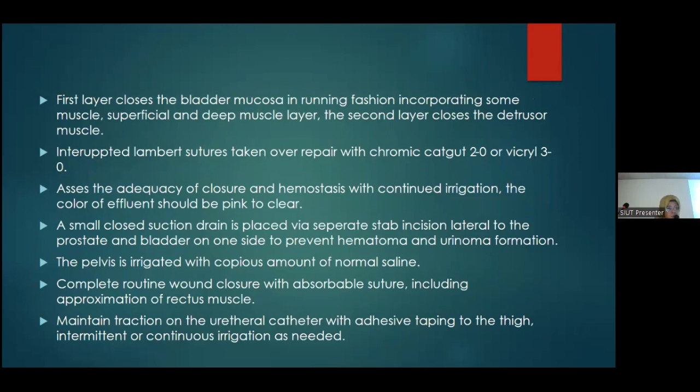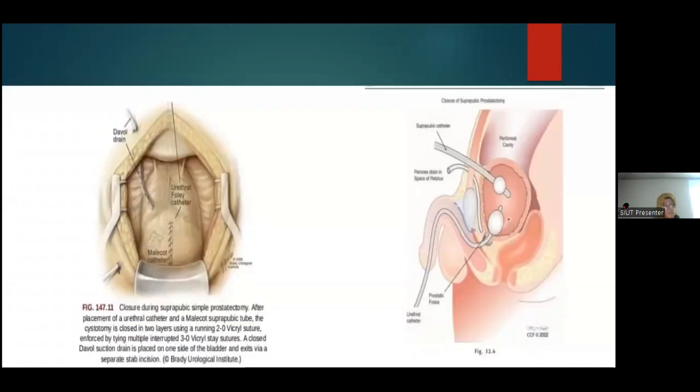After everything is ruled out, that there is no urinoma formation and no leak from the cystotomy repair site, the drain is placed, the pelvis is irrigated with copious amounts of normal saline, and complete routine wound closure is done with absorbable suture, including approximation of the rectus muscle. The urethral catheter is maintained on traction with adhesive taping on the thigh, with intermittent or continuous irrigation as needed. This is the pictorial representation of closure of the cystotomy site in continuous fashion with absorbable suture.